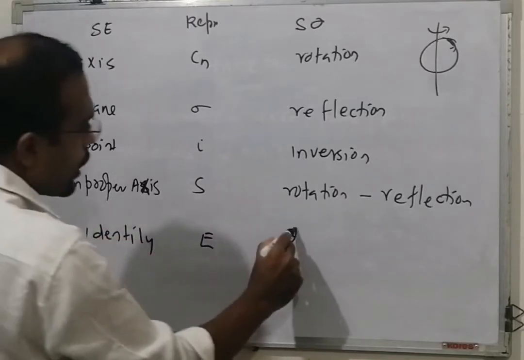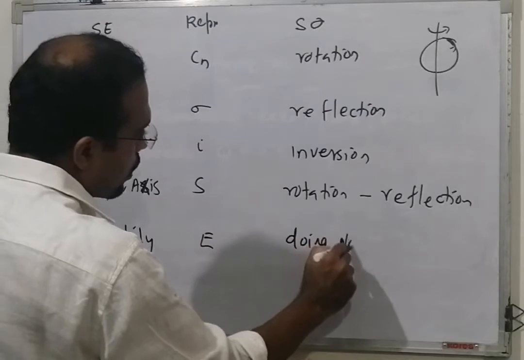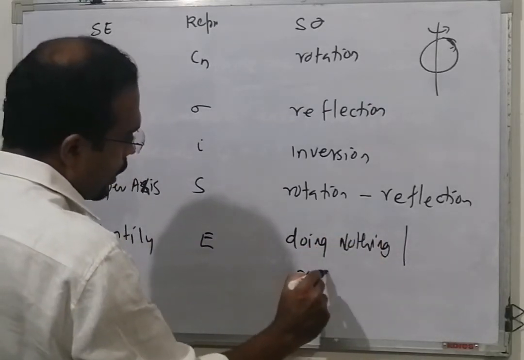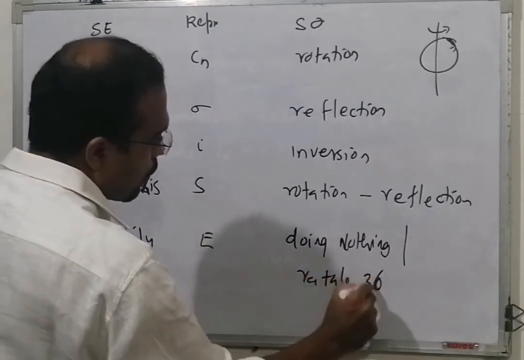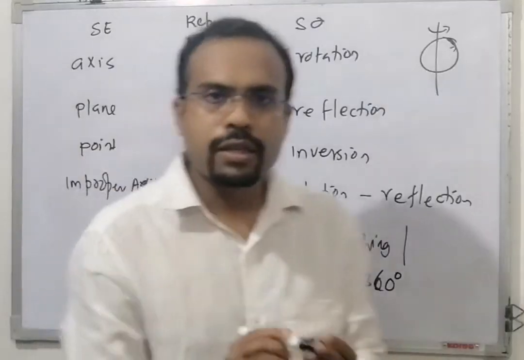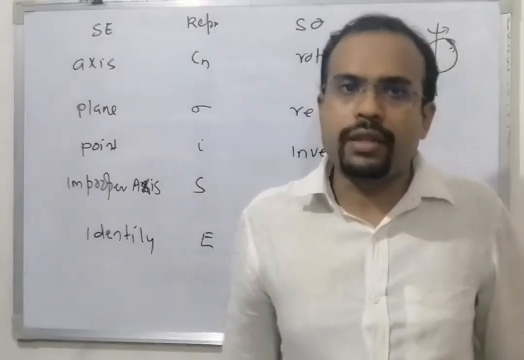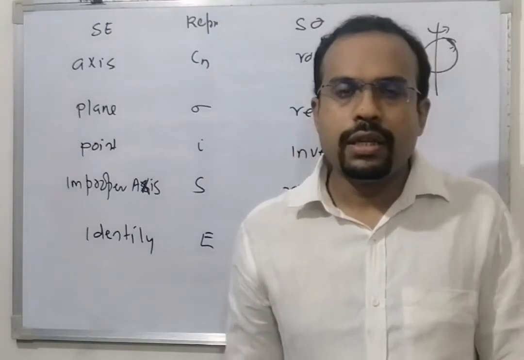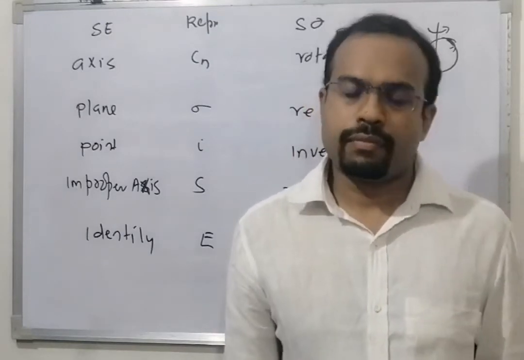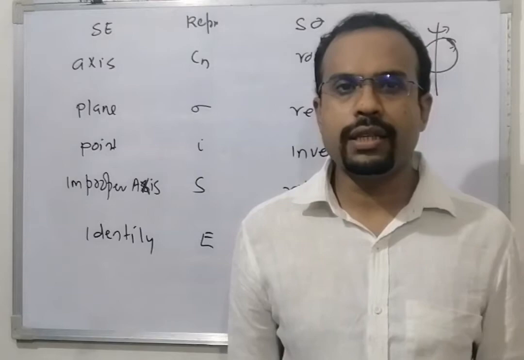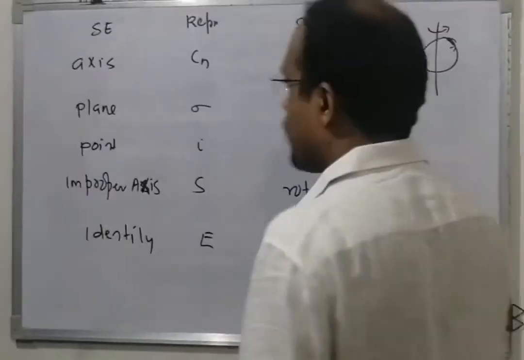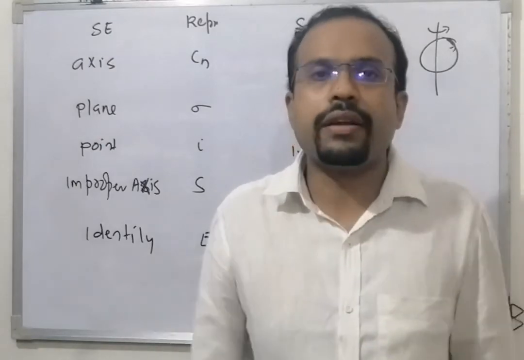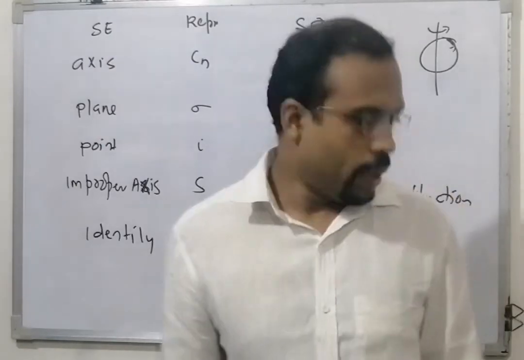Doing nothing, or rotate 360 degrees. What is rotating 360 degrees? Like that, or doing nothing. Suppose I am the object, and my friend is at your side. Now, this is doing nothing, identity. The second is rotating 360 degrees. Both are the same: doing nothing and rotating 360 degrees. This is called identity.